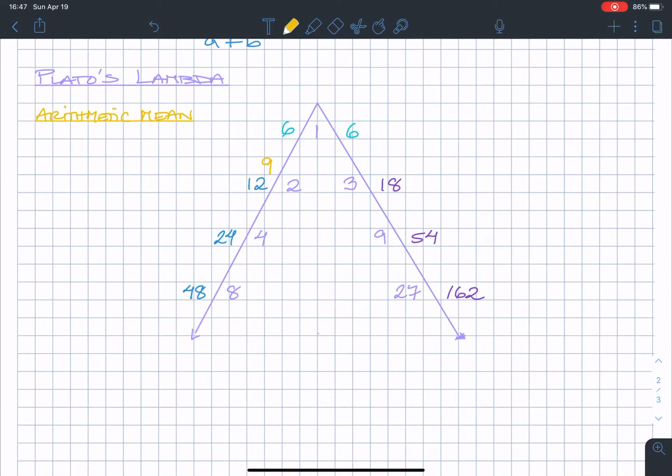And actually, maybe I should have put circles around these guys, because they're the important ones. Okay, maybe not. And the 6 as well.